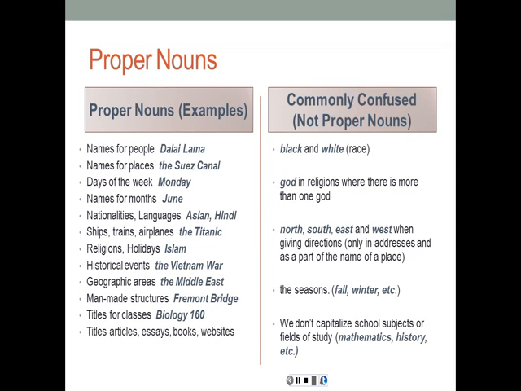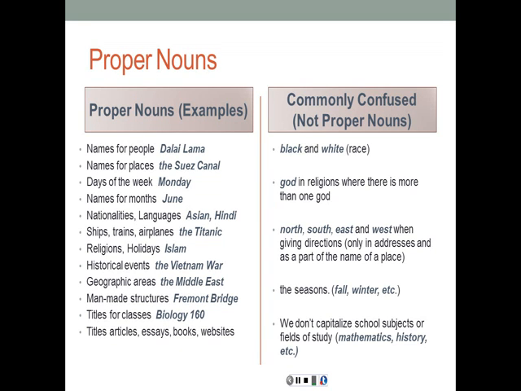Review the chart for examples of proper nouns. It is important to note that there are a number of nouns in English that may seem proper but are actually common and not capitalized. Notice that we generally consider nationalities to be proper nouns, but the races black and white are not. We also don't capitalize God in religions where there is more than one God, because in a religion where there is more than one, God is not a unique reference.